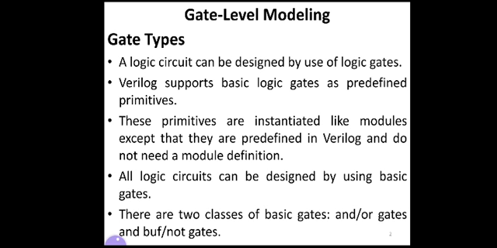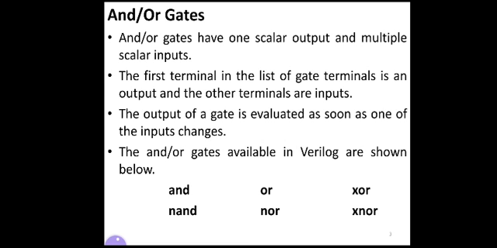There are two classes of basic gates. The first one is the AND/OR gates and the second one is the buf/NOT gates. In the AND/OR class, we can design all the gates except the NOT gate. In the second one, we can design the NOT gate as well as buffers. The first one is the AND/OR gates.